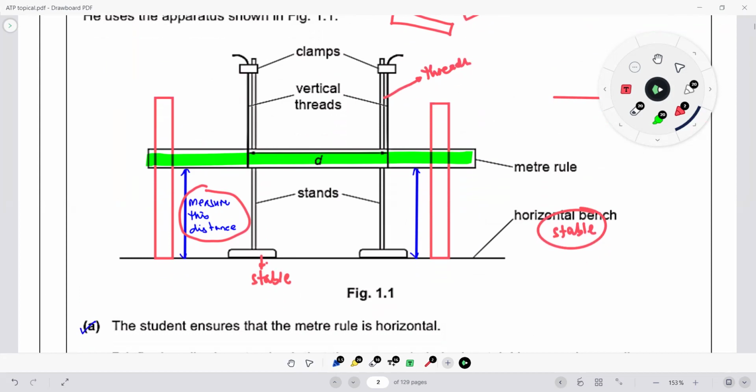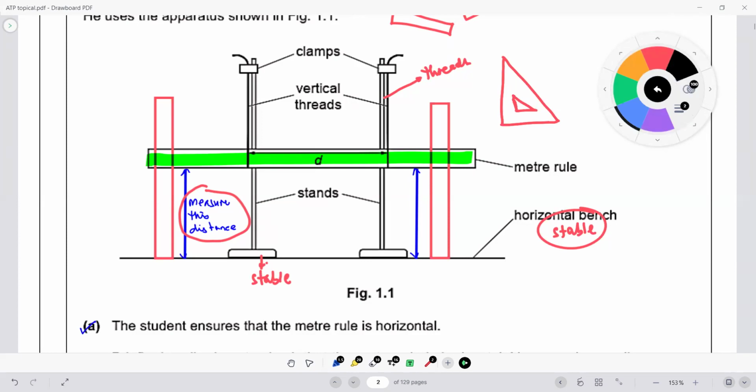There is something called a set square. This is what you call a set square. This thing that you have in your geometry box, these right angle triangles. This is what you call a set square. You can place a set square here. You can place a set square here to see if the rule is horizontal. The meter rule is horizontal. These are meter rules that you put down. If you're using a meter rule, this is where you can put your set squares.